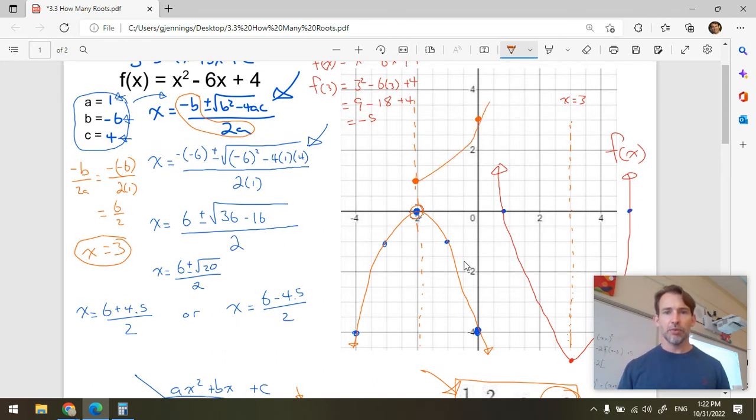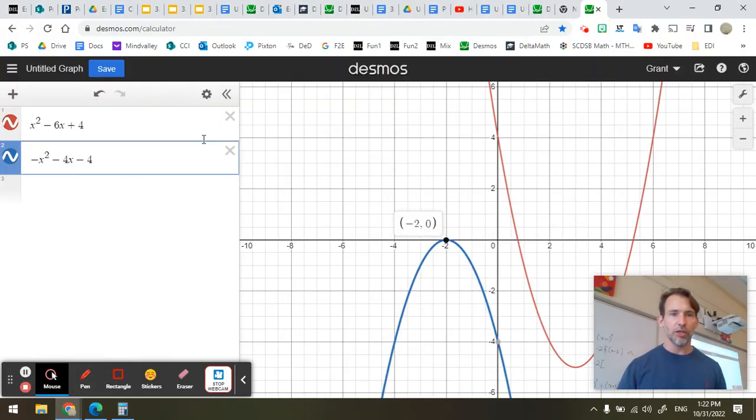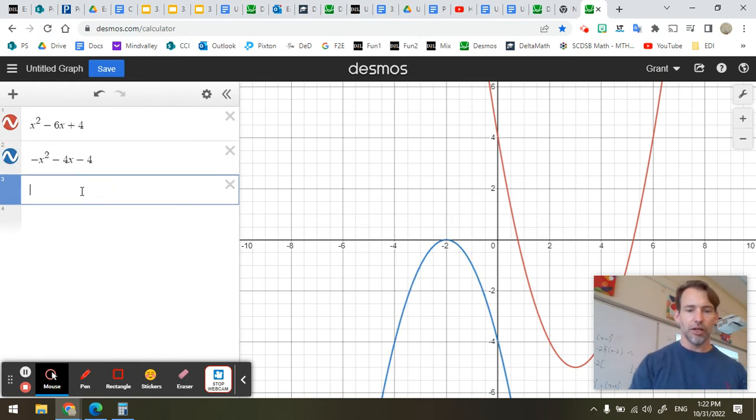It's going to go up this way. It's never going to hit the x-axis, sorry. It's going to go up that way. Let's take a look at it in Desmos before we try using the quadratic formula on it.